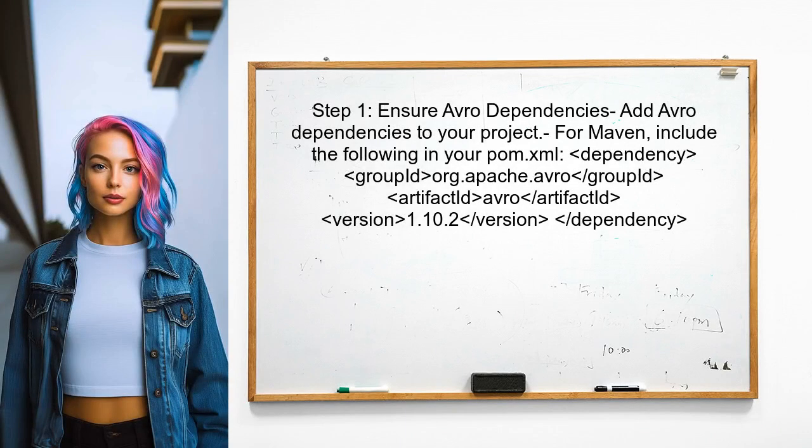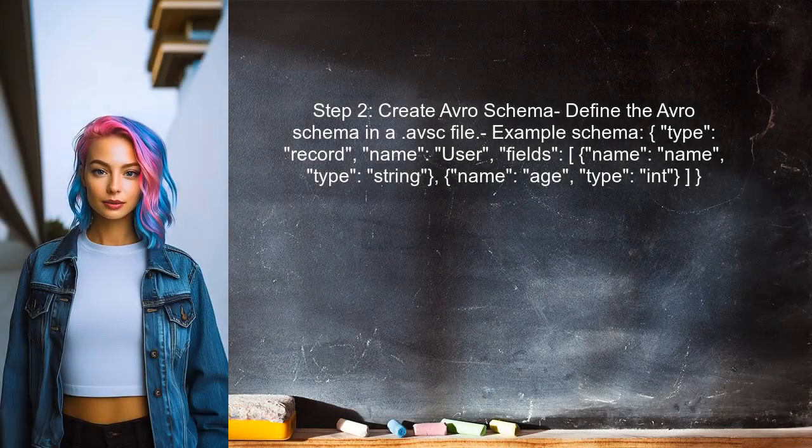To convert bytes from Kafka to their original object, the user should first ensure they have the necessary Avro dependencies in their project. This is crucial for deserializing the Avro format correctly. Next, the user needs to create a schema for the Avro data. This schema defines the structure of the data being deserialized and is essential for the conversion process.